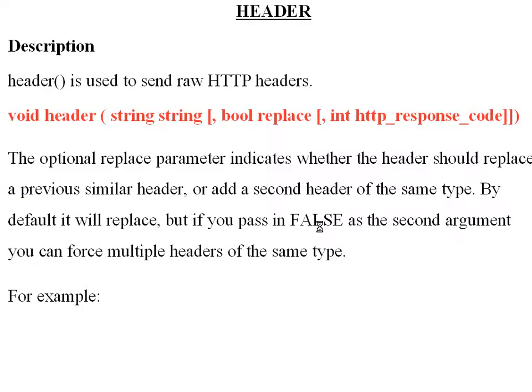Coming to the header function in HTTP. Header is used to send raw HTTP headers. Now I will give you an example of what an HTTP header is and what it contains. Suppose you want to set the cacheability of a website; HTTP headers such as cache control, expires, and last modified would be used. It also includes custom information.